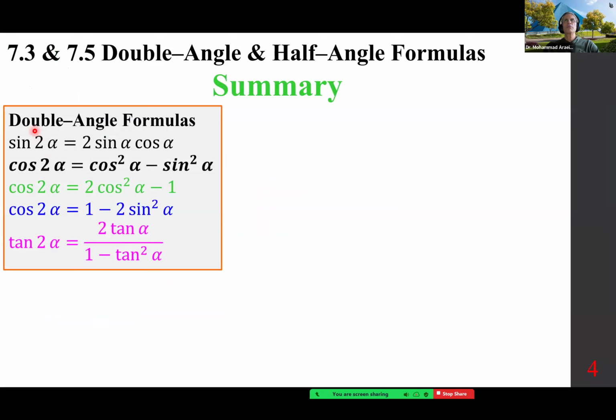So from there we can get to double angle formulas such as sine of 2 alpha is 2 sine alpha cosine alpha, cosine 2 alpha is cosine squared minus sine squared, and so on. Cosine 2 alpha has 3 different formats. So from here, if you solve for sine squared, you get 1 minus cosine 2 alpha over 2.